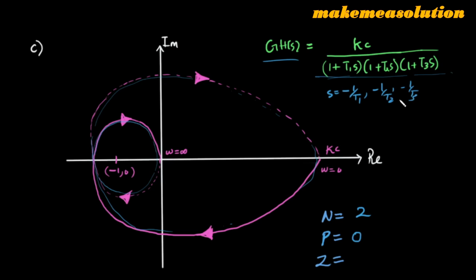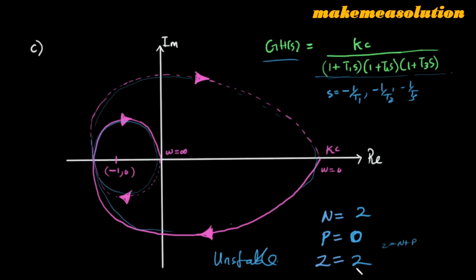Since all these are negative and there is no pole occurring on the right hand side, now that we know the value of N and the value of P, we want to find Z, which is going to be the closed loop poles. And if you remember the formula, Z is equal to N plus P, that's 0 plus 2, which is going to be 2. So the conclusion is that this is unstable.